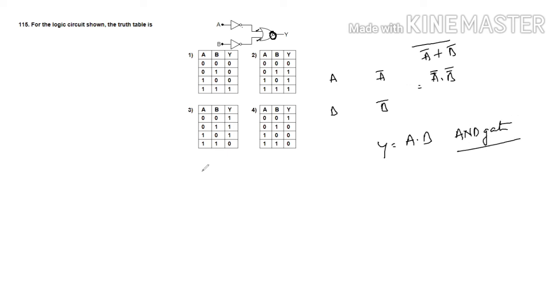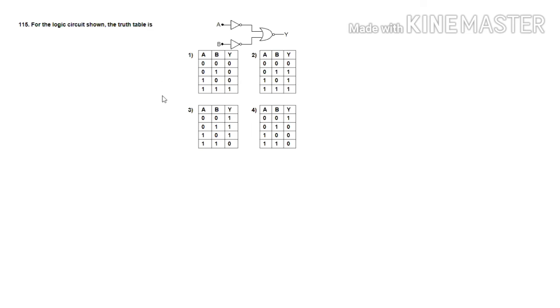Okay. So what is the truth table for the AND gate? If you give 0, 0, it will be 0. 0, 1 also 0. 1, 0 also 0. Only for 1, 1 we'll get 1. Okay. So that is option 1. Now see the next question.